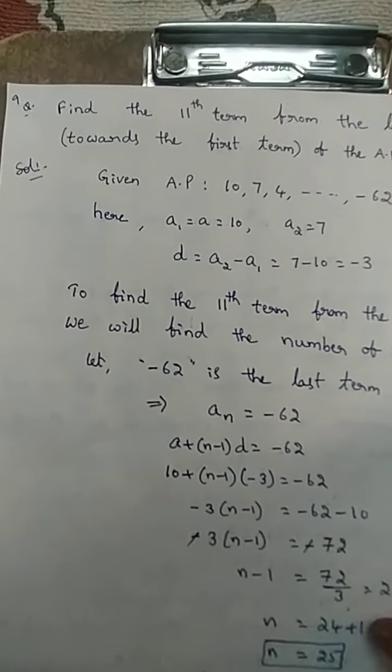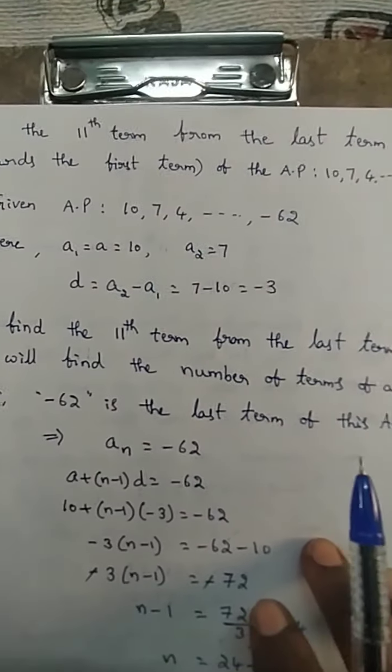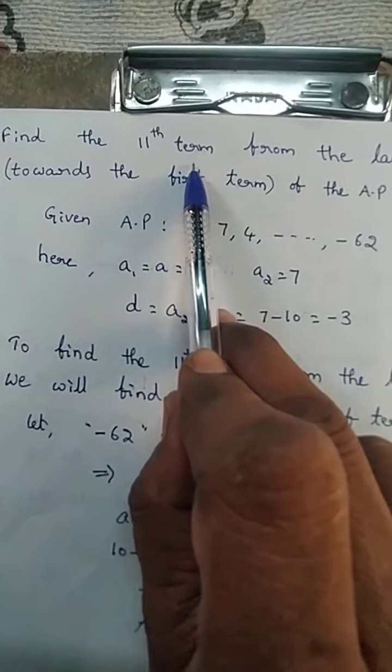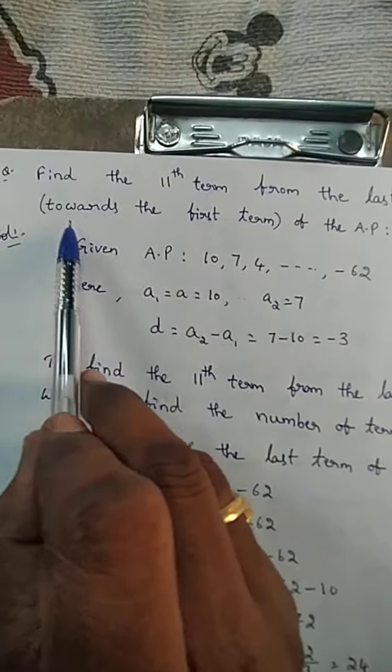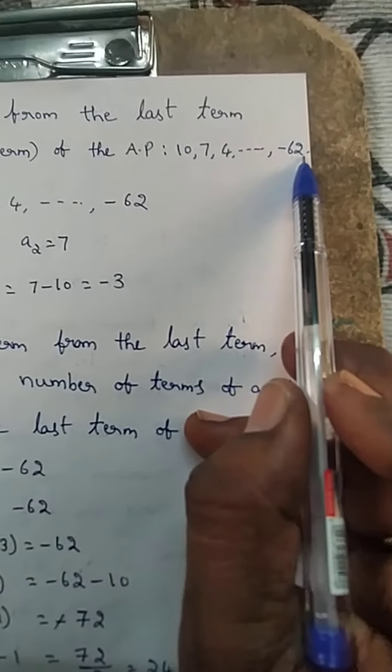Now the next question. Find the 11th term from the last term towards the first term. From where can we find the 11th term? From the last term. So from the last term towards the first term of an AP 10, 7, 4 and so on, minus 62.